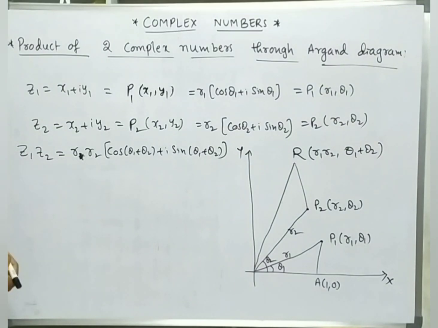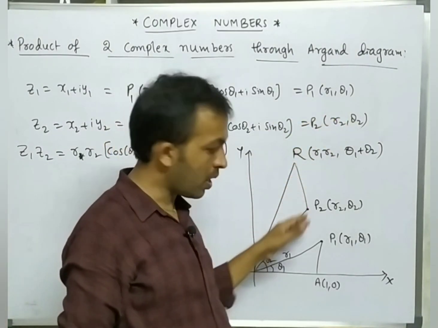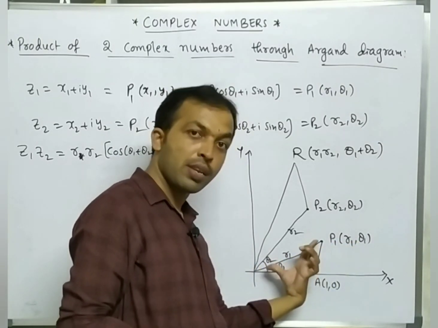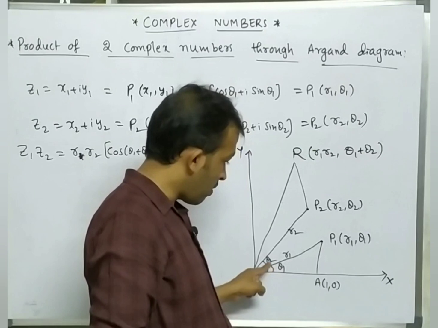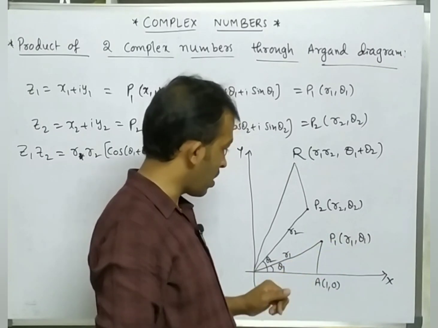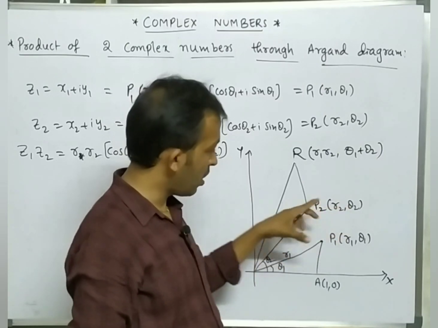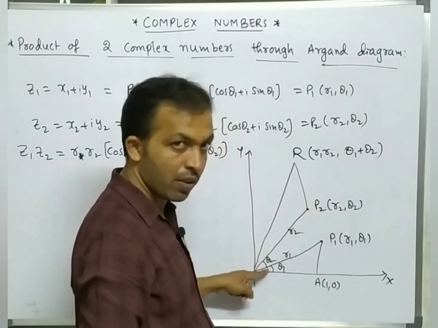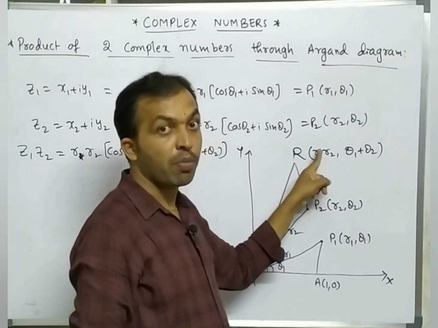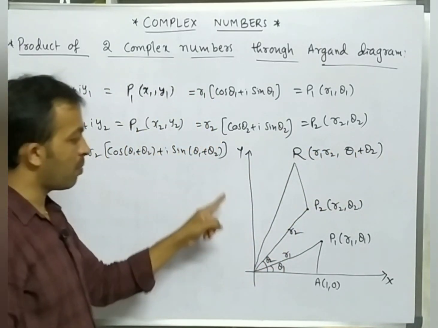So how can we perform this? z1 can be represented as P1(r1, theta 1), where r1 is the distance from the point to the origin and theta 1 is the angle it makes with the positive x-axis. Next, P2(r2, theta 2): here I am taking the point P2 with r2 as the distance and the angle made with the positive x-axis being theta 2. Now R is the product point, which is (r1 r2, theta 1 plus theta 2).